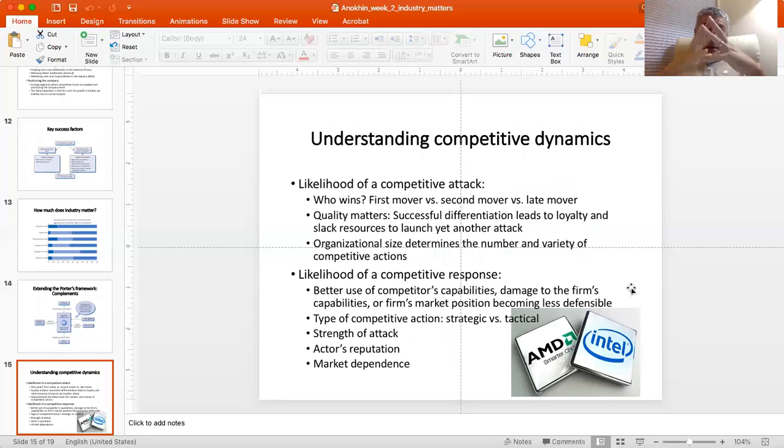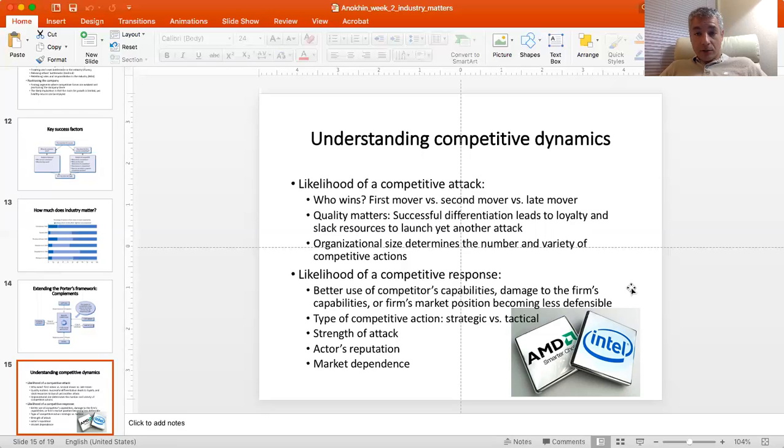And so with all of that, we can now talk about competitive dynamics, right? When we say competitive dynamics, we primarily mean all those competitive actions and competitive responses that happen within the industry. It is really important for us as an industry firm to understand the likelihood of a competitive attack so that we know if we need to respond or not. And if we are the one launching the attack, we need to be able to assess the likelihood of a competitive response. So let's talk about that.